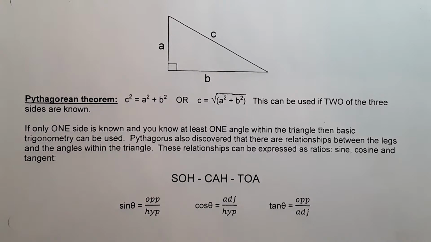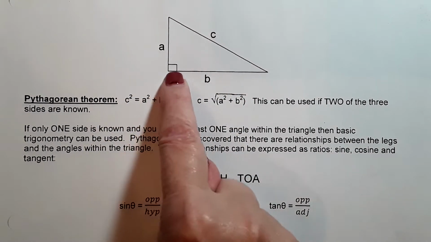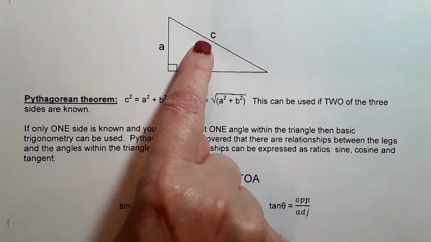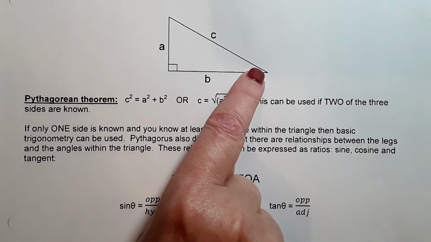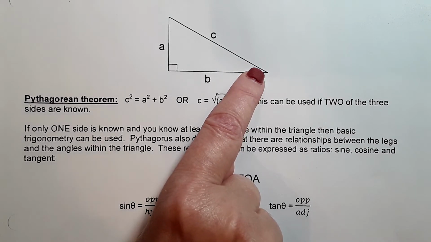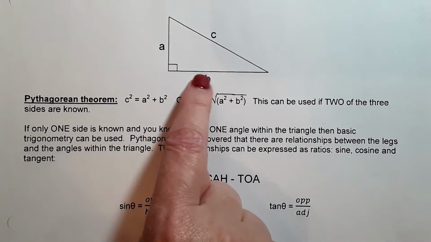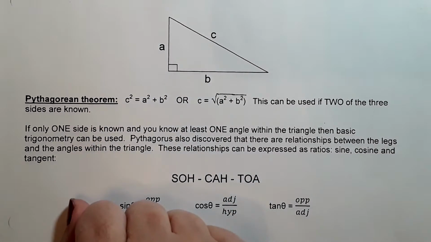Now, as you guys know, a right triangle is a special triangle. It's not just any triangle. A right triangle, one angle inside the triangle is a right angle, 90 degrees. The side across from that is called the hypotenuse, and it is always the longest leg of the triangle. So if you are solving for the hypotenuse and you get a value that is less than either of these legs, you know you've done something wrong.